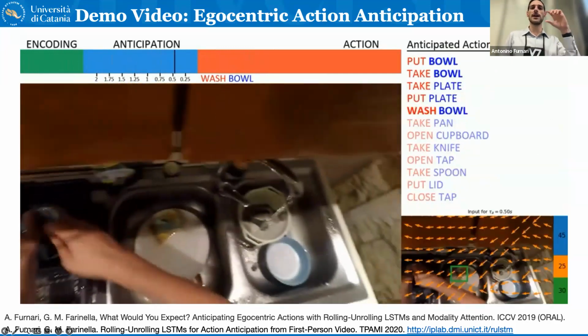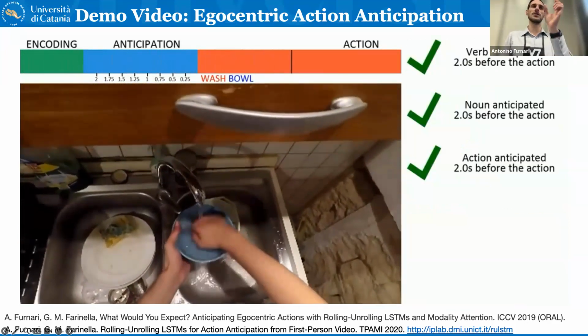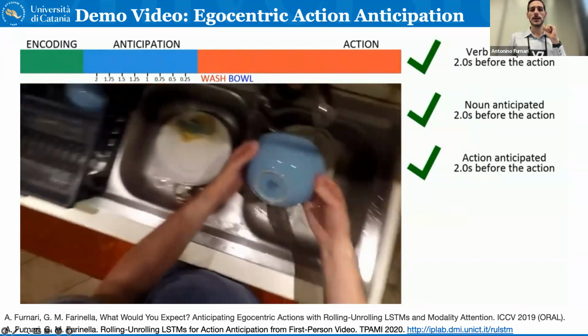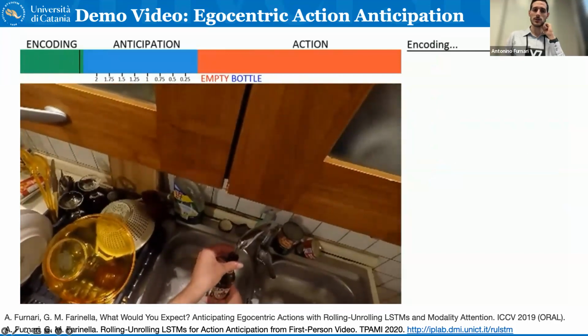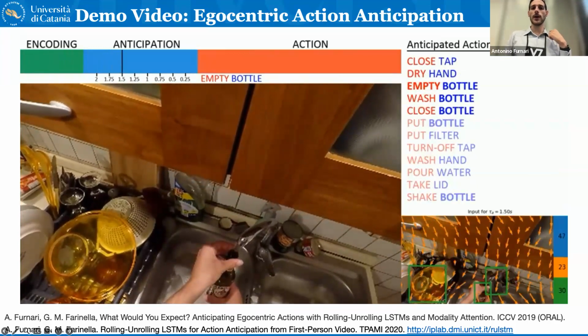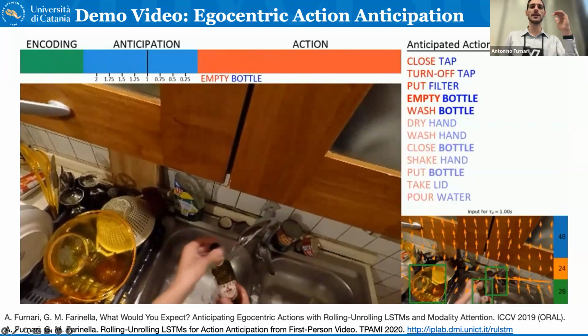The first 5 are highlighted because when we have a correct prediction in the first 5, we say this is a successful anticipation. And you see in bold the ground truth one. So let's see one example. For instance, in this case, the future action is empty bottle, and we are predicting, apart from empty bottle, also closed tap, dry hand, wash bottle.